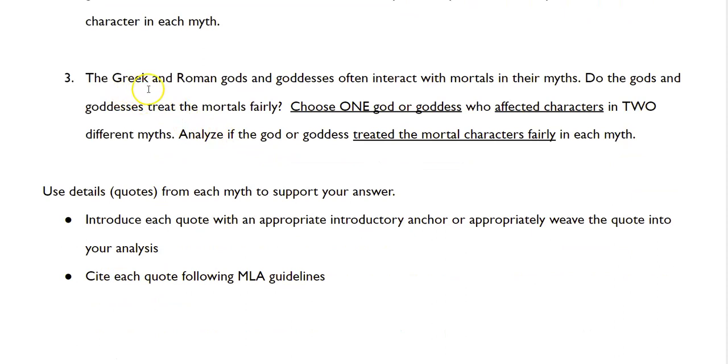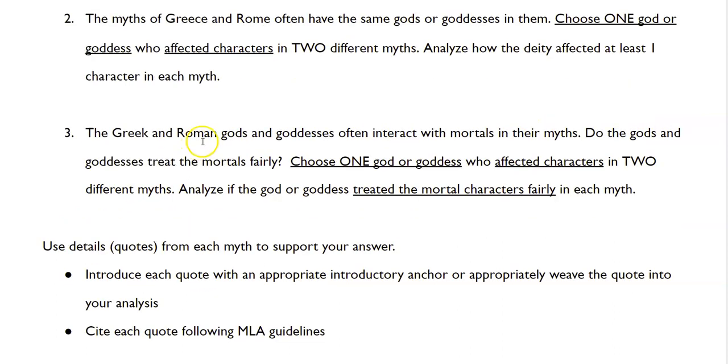And then the Greek and Roman gods and goddesses often interact with mortals in their myths. This is similar to the previous one. Do the gods and goddesses treat the mortals fairly? So you're going to choose one god or goddess who affected characters in 2 myths. But instead of just analyzing how they affected the character, you can take it a step further and analyze if they treated the mortal characters fairly and how they were affected in each myth.